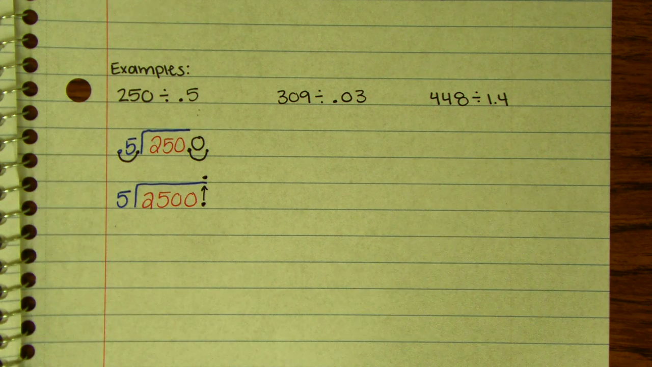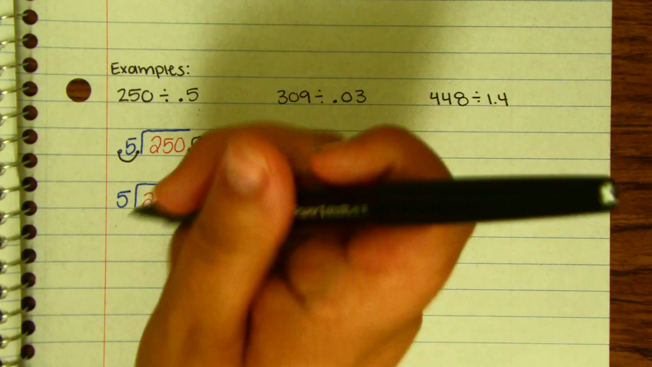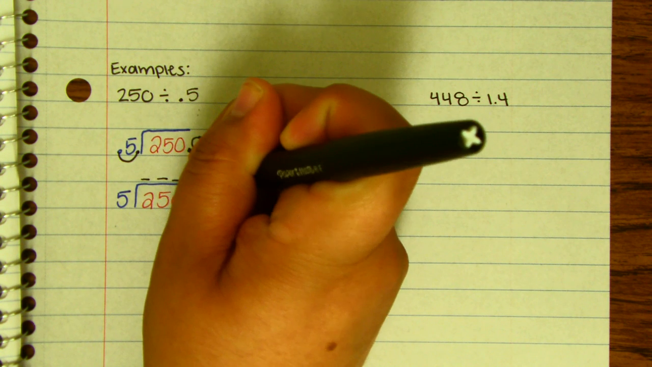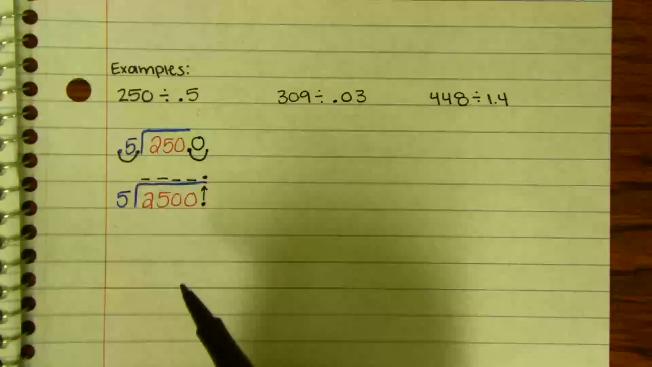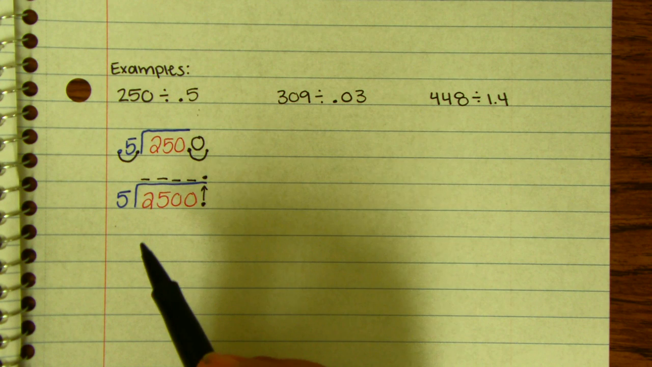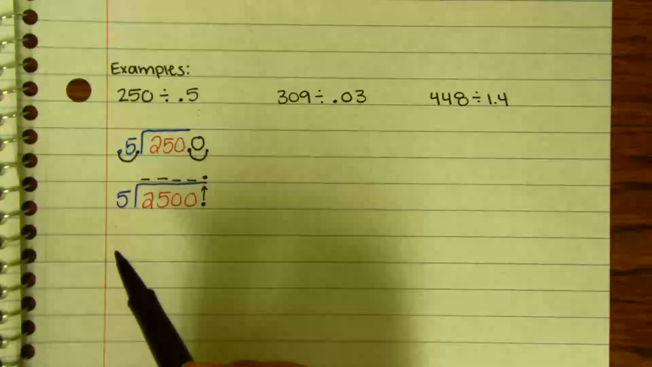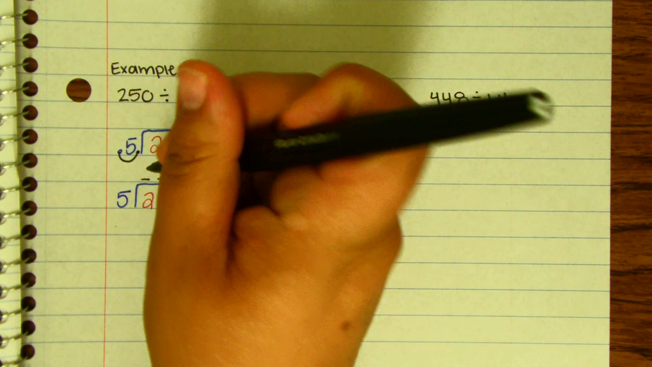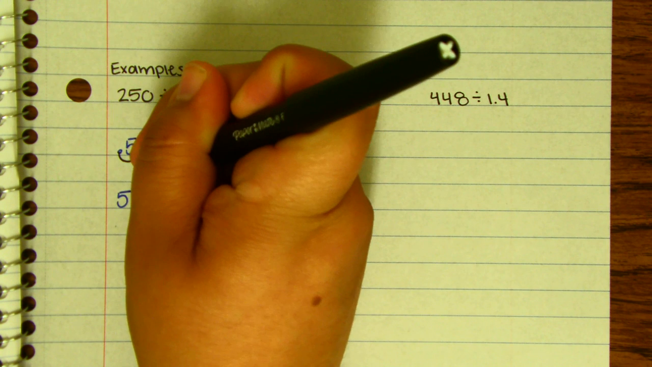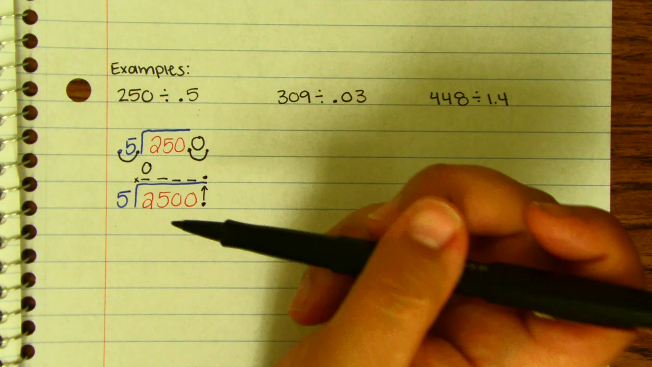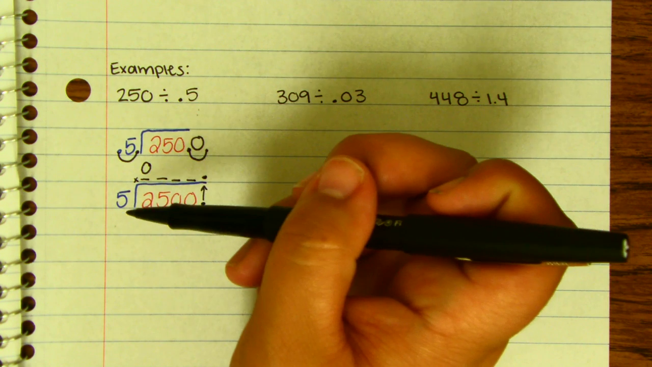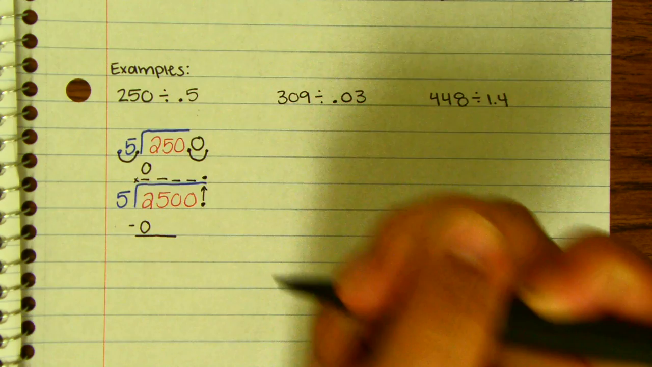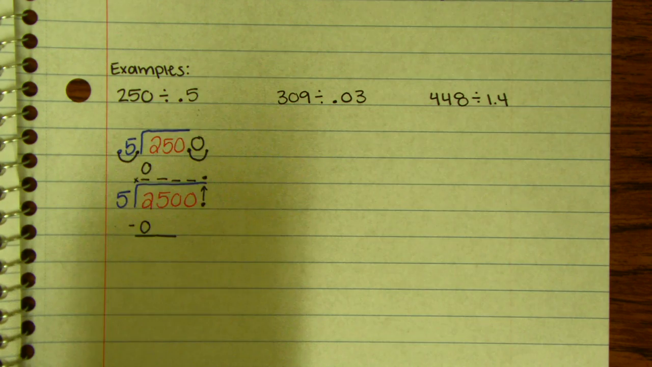So the next thing I'm going to do before I start dividing is write a line over each part of the dividend, because I should have a number in each part of that dividend. And now I can start to divide. 5 cannot go into 2, so there's a 0 above that 2, and I multiply it out. 5 times 0 is 0. The next step is to subtract. So 2 minus 0 is 2.